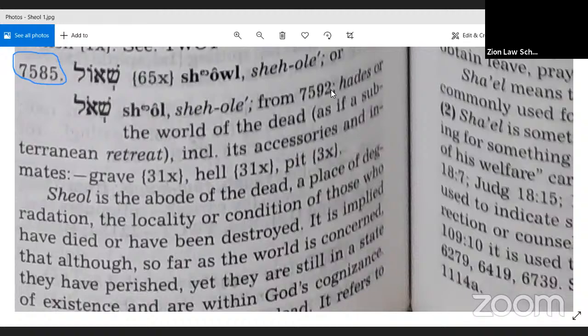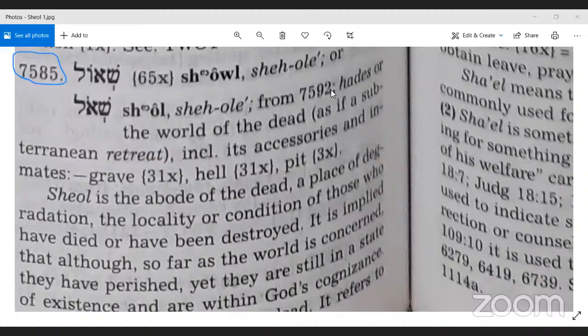Okay, so let's begin. It says a primitive root to inquire, by implication to request, by extension to demand. Let's repeat that. A primitive root to inquire, by implication to request, by extension to demand. So we need to look up, right?